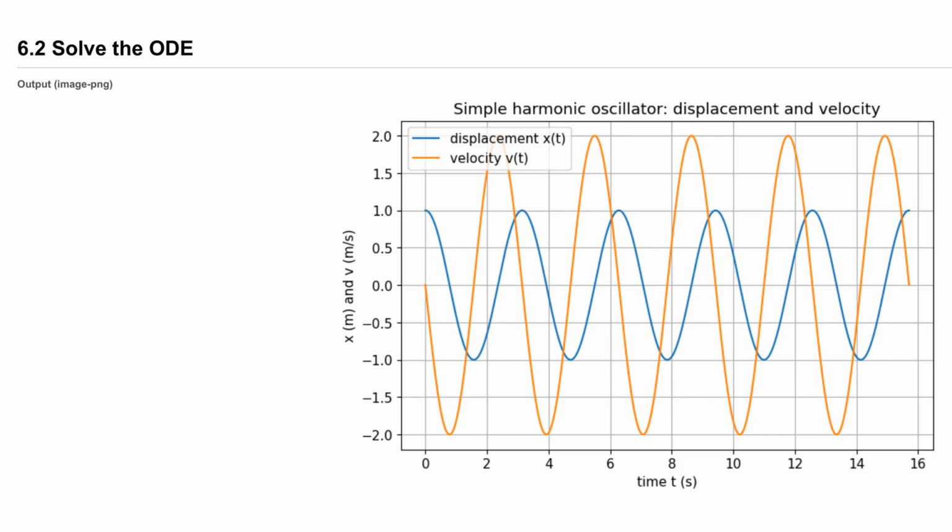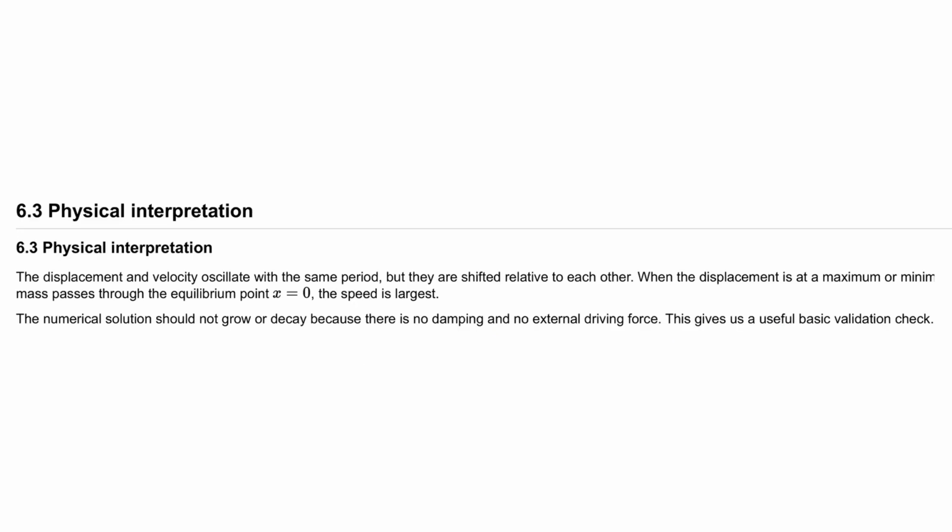Looking at the resulting plot, we see the classic sinusoidal curves of simple harmonic motion. Notice that velocity is 0 when displacement is at its maximum or minimum, and velocity reaches its peak magnitude when the mass crosses the equilibrium point at 0. This behavior makes perfect physical sense. The curves are phase shifted by 90 degrees, or a quarter period.